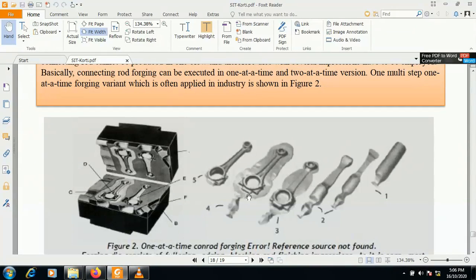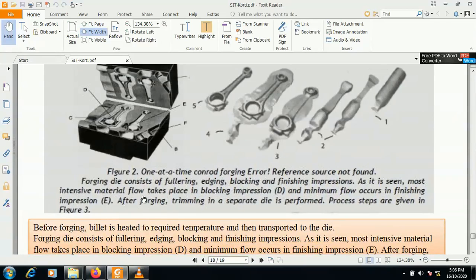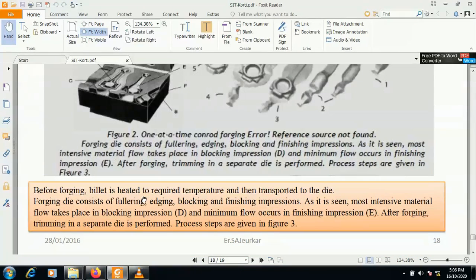One multi-step, one at a time forging variant, which is often applied in the industry, is shown in the figure. This is one step, one at a time. This is the forging setup for the connecting rod of the IC engine. Means at a time only one connecting rod is made. Before forging, the billet is heated to the required temperature and then transported to the die.